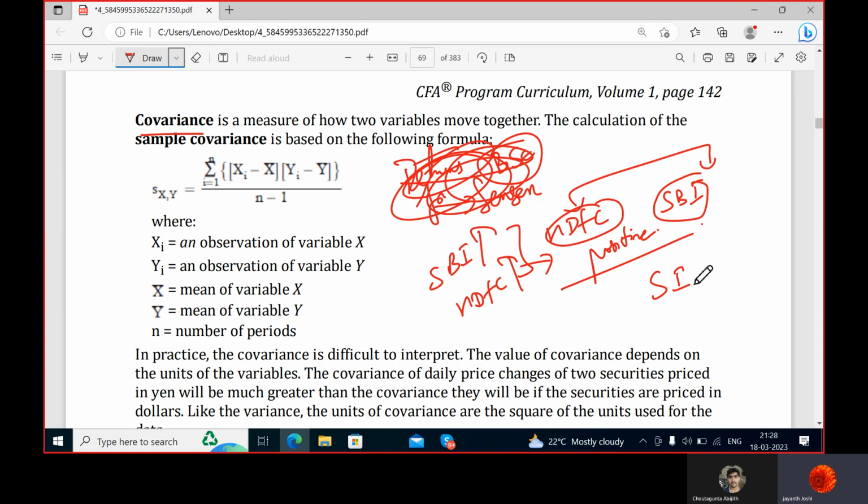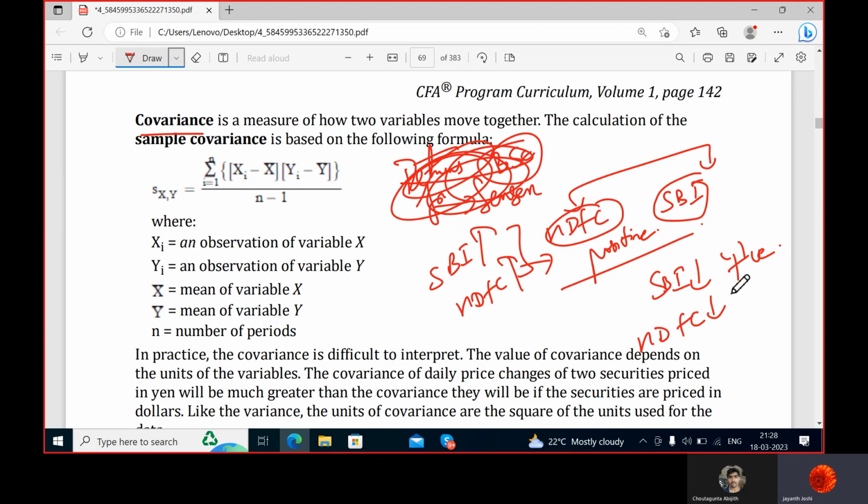So if SBI goes down and HDFC also goes down, what kind of relationship do they have? Yeah, positive correlation. Still positive because both are going in the same direction. So whatever the case is, if these two stocks go down together, I should get a positive relationship.